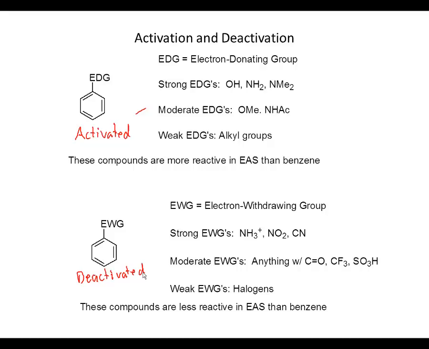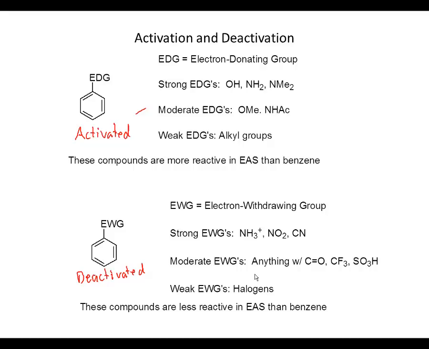reactions. Okay? Good examples of electron withdrawing groups are here. Strongly electron withdrawing groups are protonated amines, nitro groups, and cyanides or nitriles. Moderately good EWGs are anything with a C double bond O, a CF3, or a sulfonate, and halogenated benzene rings are weakly deactivated. Okay?